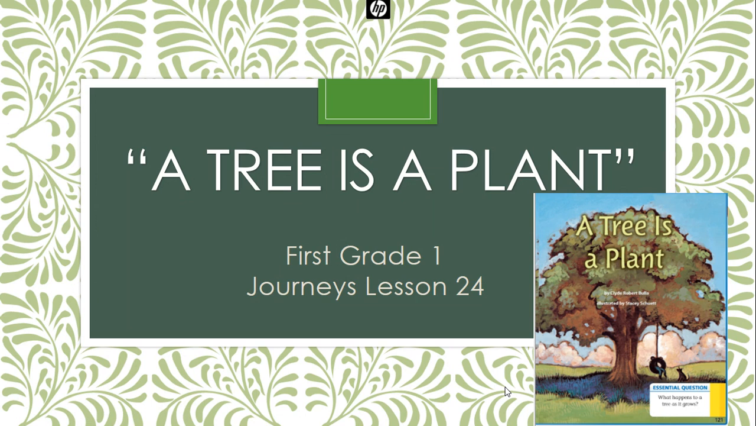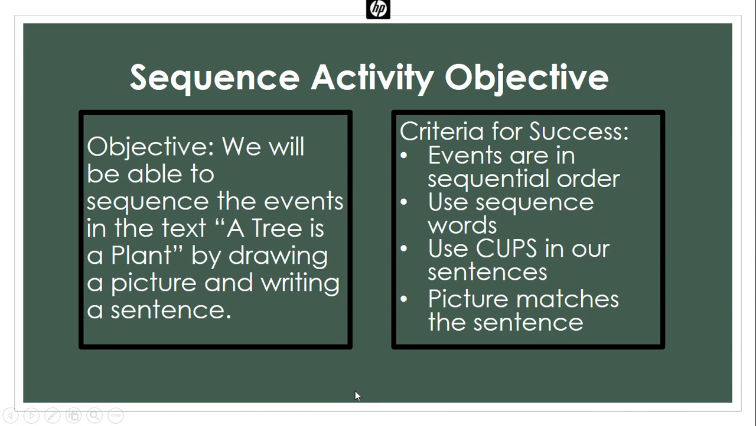I am going to do an activity with you based on the story A Tree is a Plant. Let's get started. We're going to be doing a sequence activity. We're going to sequence the events in the text A Tree is a Plant by drawing a picture and writing a sentence. We're going to make sure our events are in sequential order.